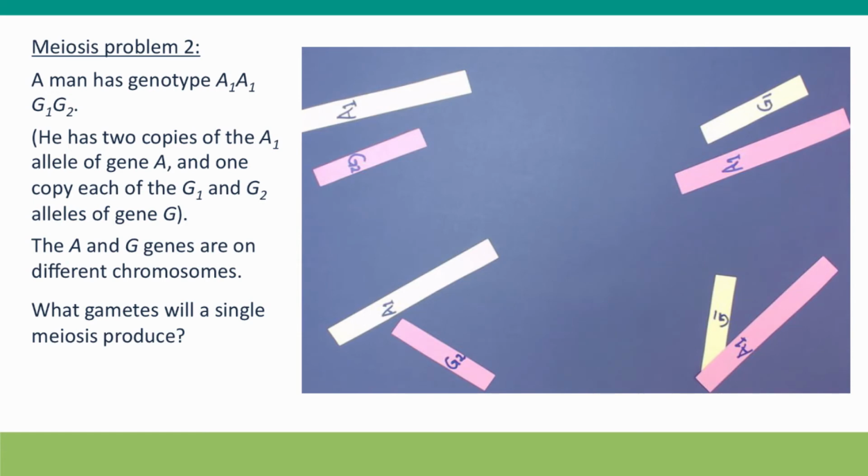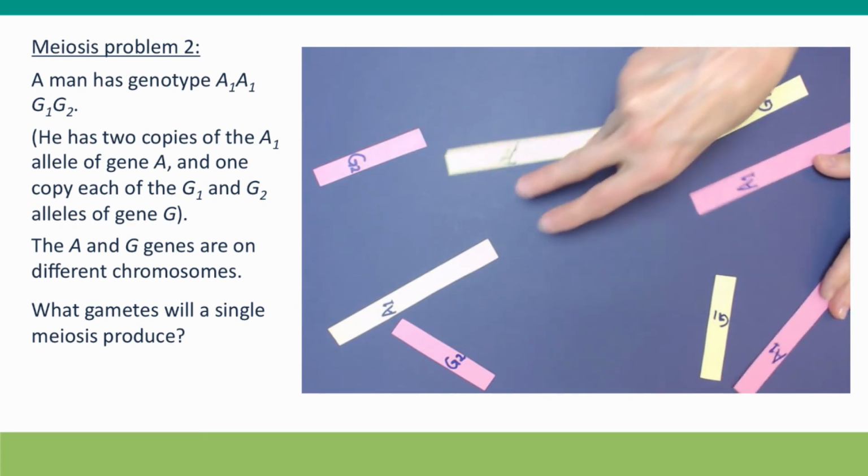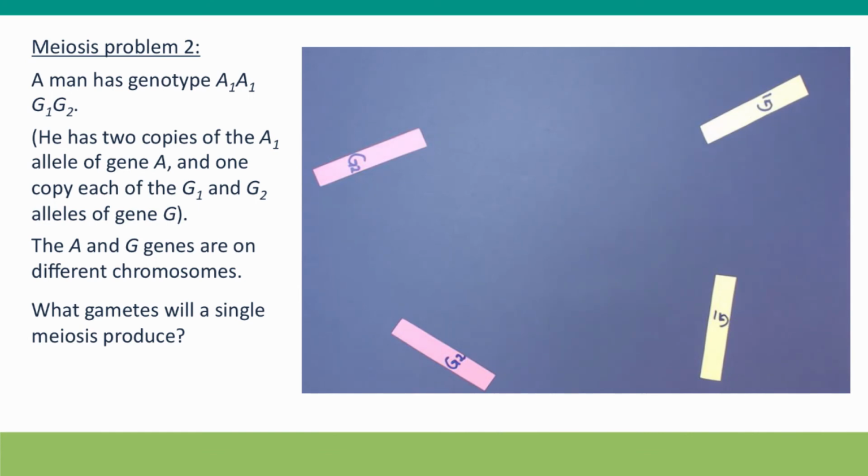Now, many of you are probably saying, wait a minute, you made it more complicated than it needed to be. And you're absolutely right. Because the man in question was homozygous for gene A, we didn't really need to follow gene A at all in this problem. We knew from the start that all the gametes were going to have the A1 allele because that's the only allele the man had. He had two copies of A1. And so we could have completely removed these chromosomes from consideration because they're homozygous. We know what the outcome is going to be.